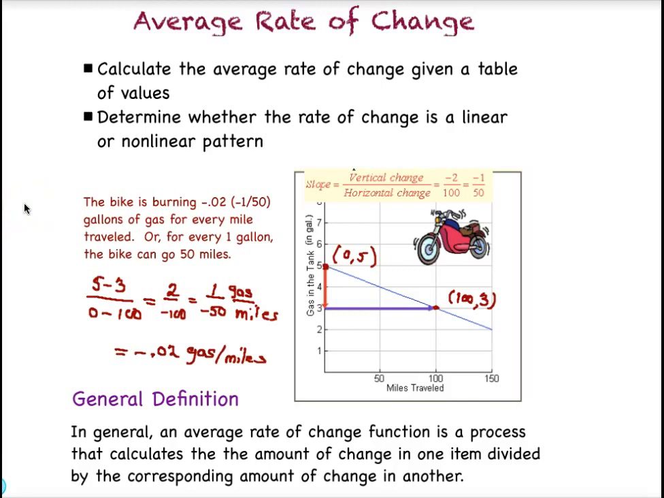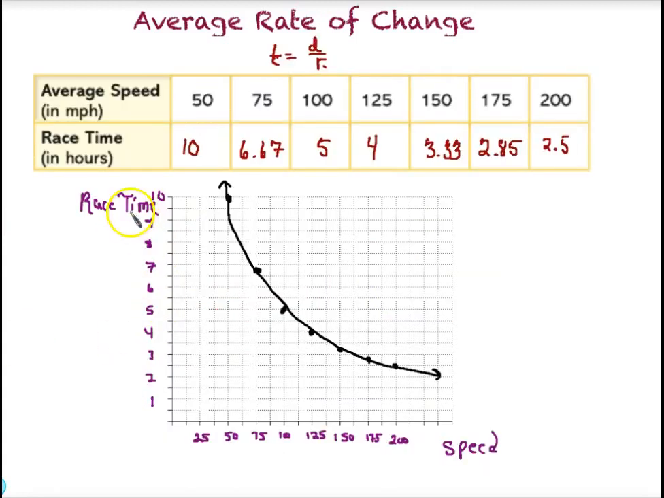That concludes our average rate of change lesson today. You should be able to calculate the average rate of change given a table of values and determine whether the rate of change is a linear or nonlinear pattern. You should also know and understand the relationship between the 2 variables that you are given. In this case, as speed increases, our race time decreases.